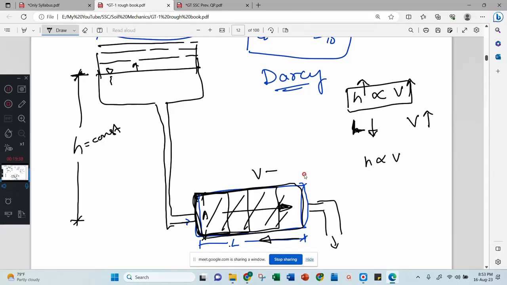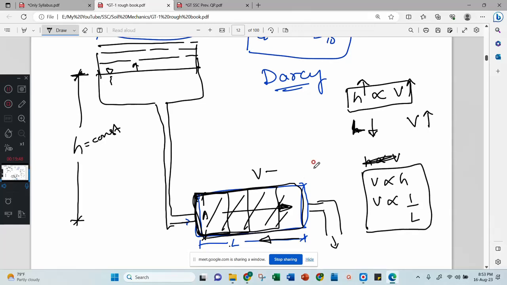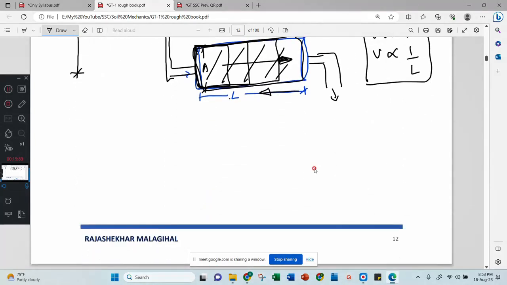Sorry, we will write it like this: v is directly proportional to h, or v is inversely proportional to L. We have got these two relations in this experiment. Then together if I write it like v is directly proportional to h by L, this conclusion I will arrive at.